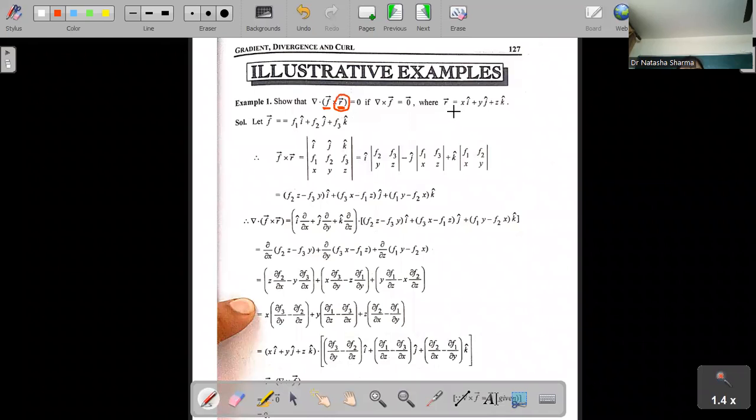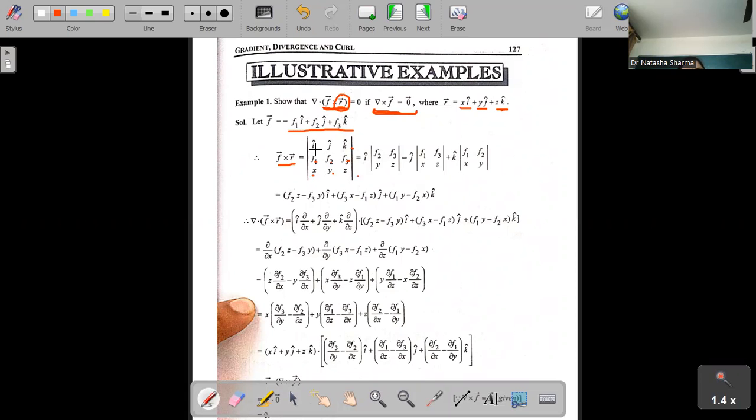So we know r is nothing but xi cap plus yj cap plus zk cap. Right, so we have to show that del dot f cross r is 0, and what is given to me is del cross f is 0, curl of f is 0, right? So proof wise, so f is this f1. So what we have to find, we have to find first f cross r. So f cross r is I j k, f1 f2 f3 x y z.